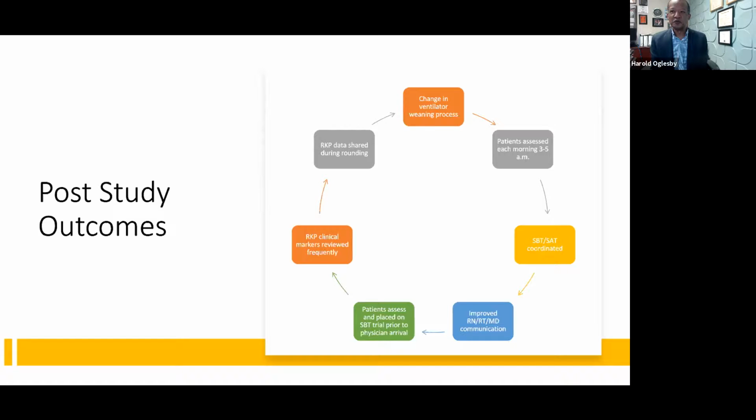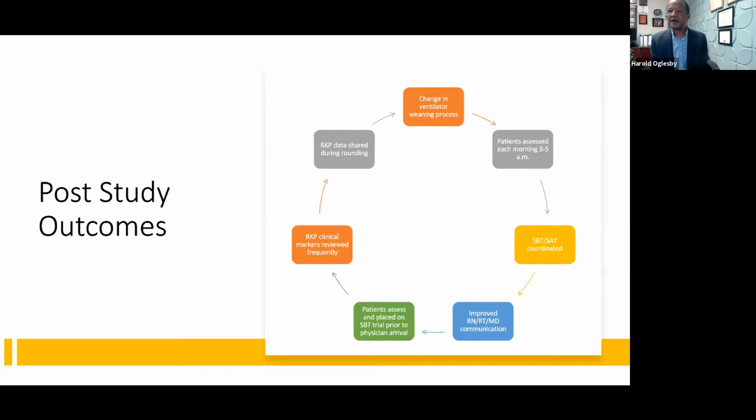Because we looked at the whole weaning process, and one of the questions that was asked as a result of the study was, why didn't we see a decrease in the ventilator length of stay? And we saw there were opportunities to change our ventilator weaning process. Our physicians typically had a practice of coming in before they went to their offices to do their office practice. They would usually come in later in the day, and weaning would start later in the day.